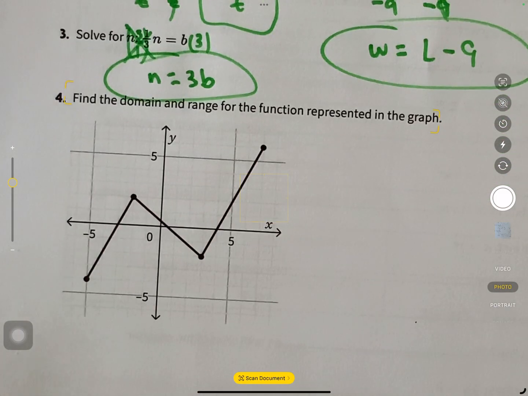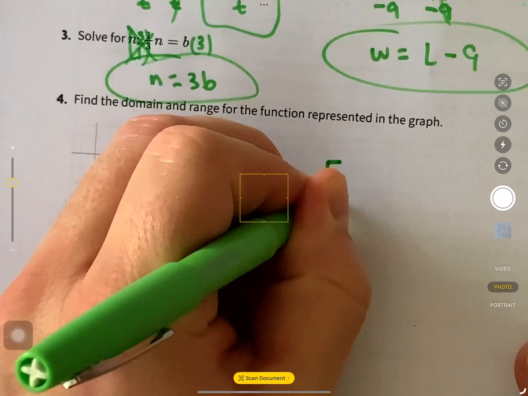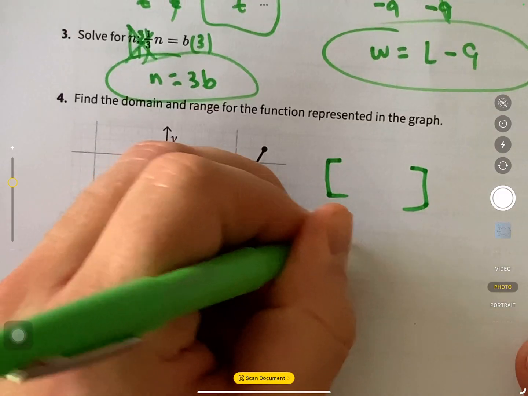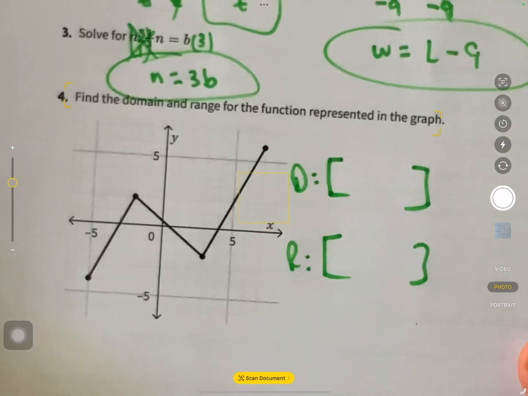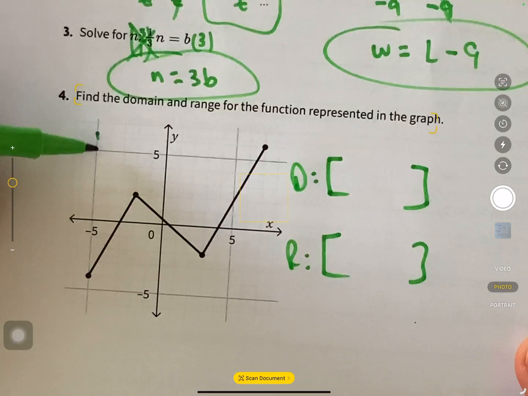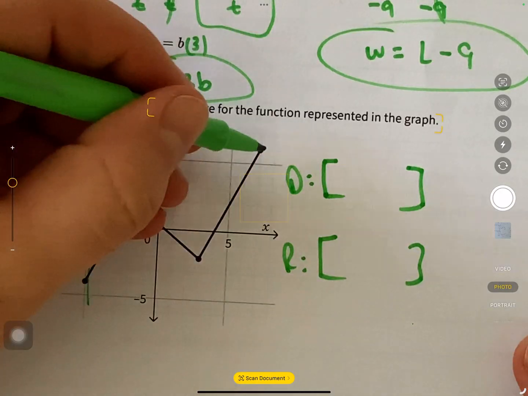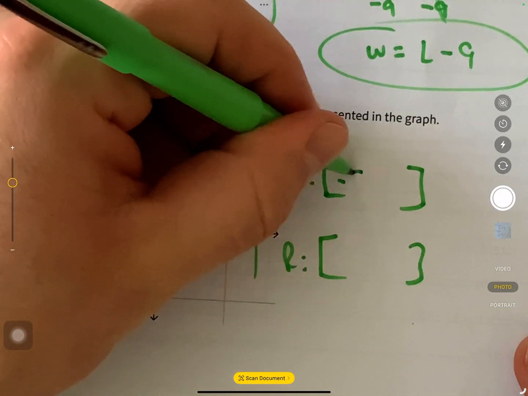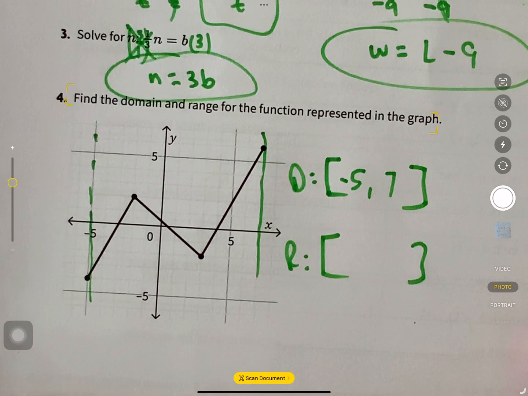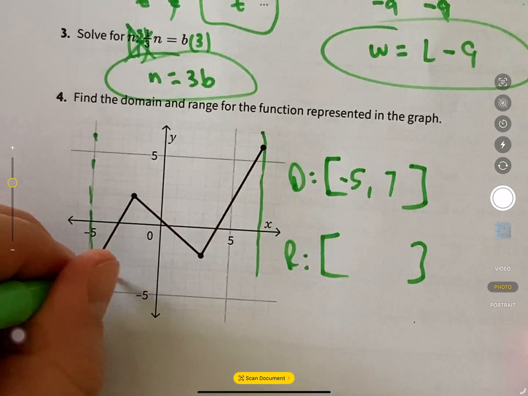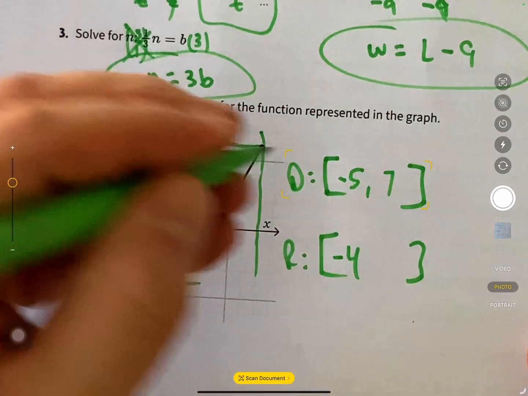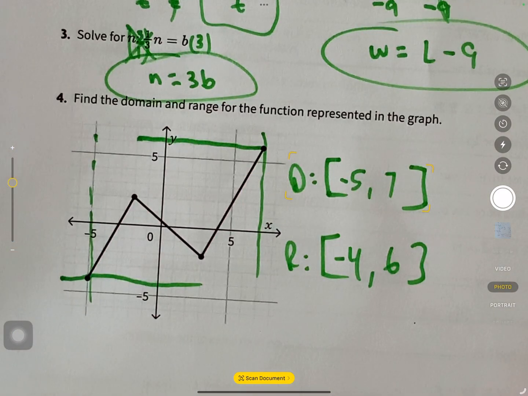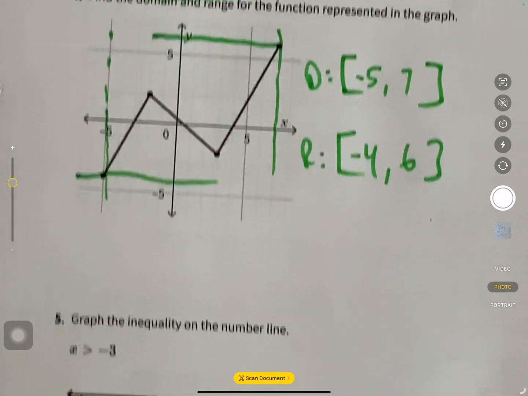Here's a domain and range problem from the past. Hopefully you know how to do this. Domain and range, brackets, range here, domain here. This is just a reminder from December, right? So this is -5, and it goes to 7, -5 to 7. As far as low, this is -4 low, and high is 6. So that one's done.